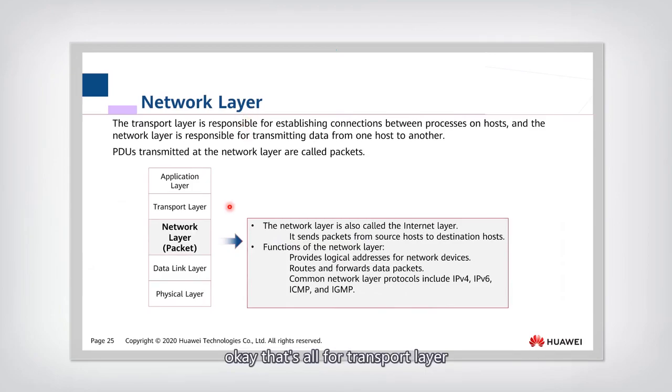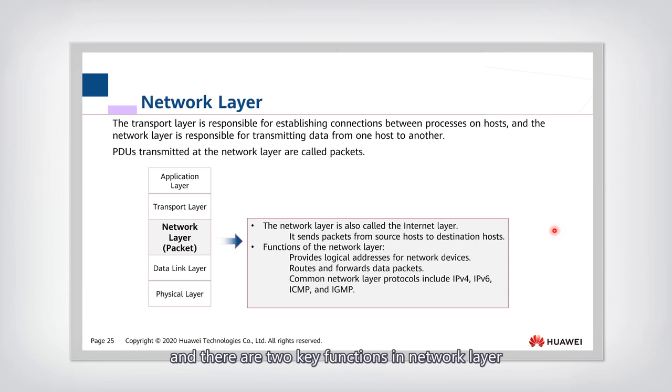Okay, that's all for the transport layer. Now let's look at the network layer. Actually, the network layer can set up the connection between processes on hosts. For example, here is the sender and here is the receiver, so they can establish a connection from the process in the sender through the routers to the process in the receiver.